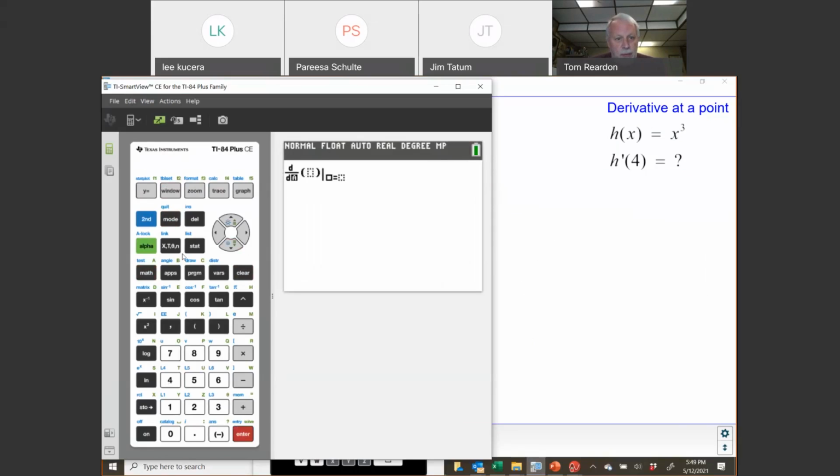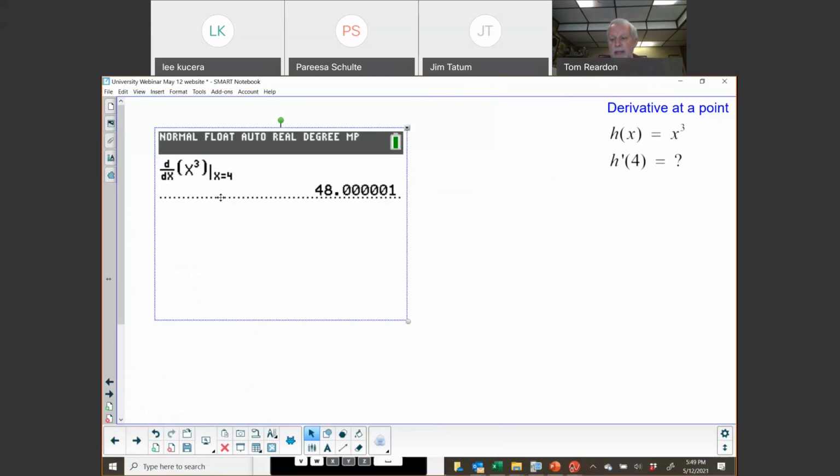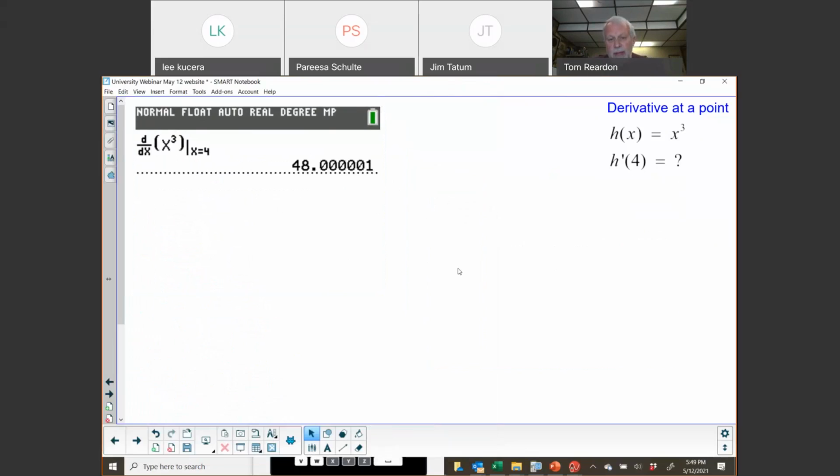So it says find the derivative with respect to x of x cubed, and then at x equals, in this case, 4. So it's going to take the derivative and evaluate at x equals 4. It does not do it symbolically. It's doing it using something like Newton's method. You'll notice my answer isn't exactly 48 because it is doing some kind of algorithm, so we do have to talk about that. It's a good approximation, but not exact.